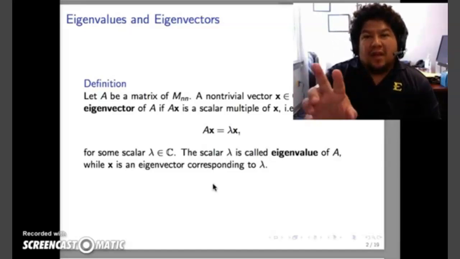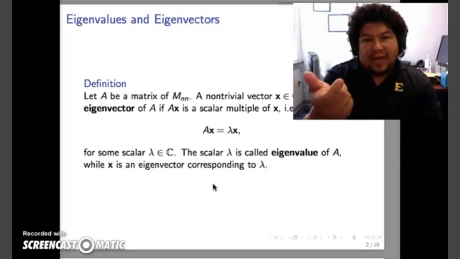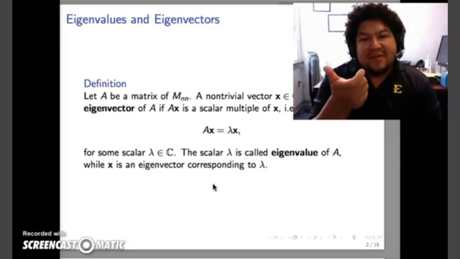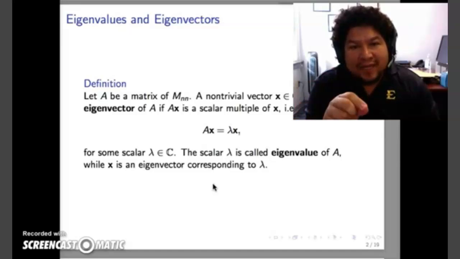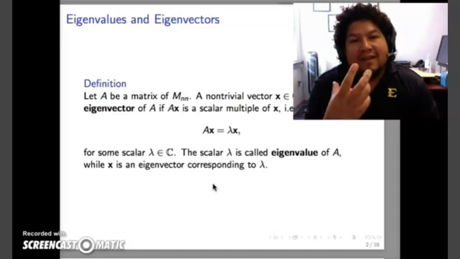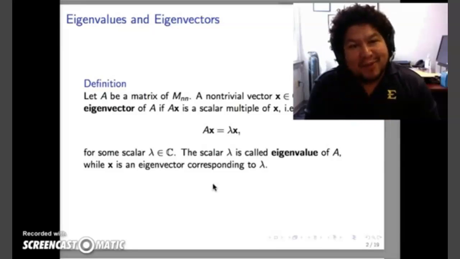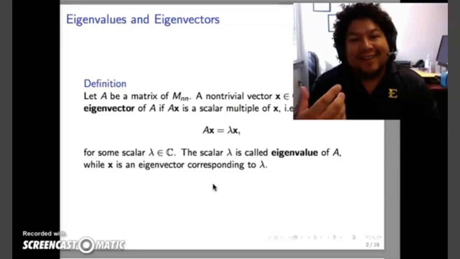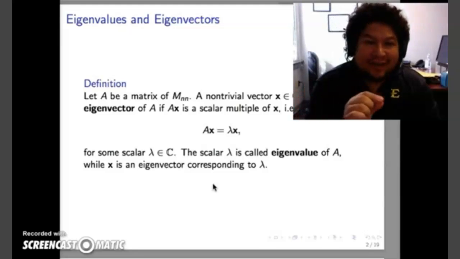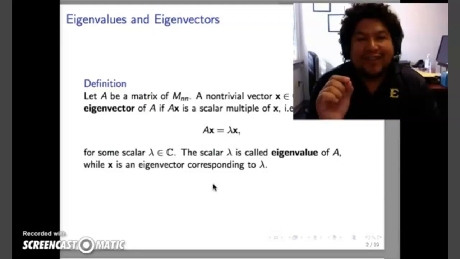So in a way, it's like they come as a group of two, as a team. However, that team has one scalar and one vector, and the scalar is called, maybe it should be called eigenscalar, but it's called eigenvalue, and that vector that is specific to that eigenvalue is called eigenvector.